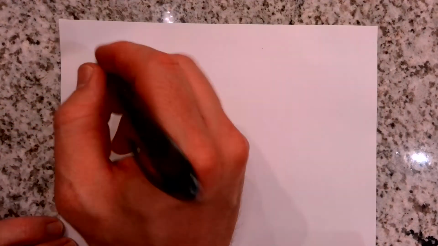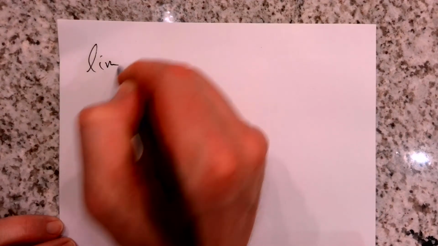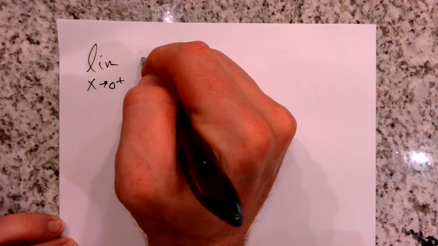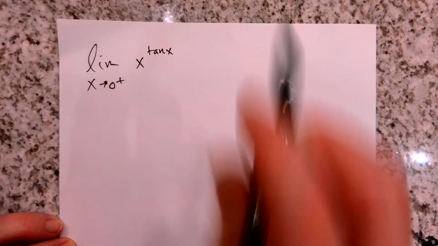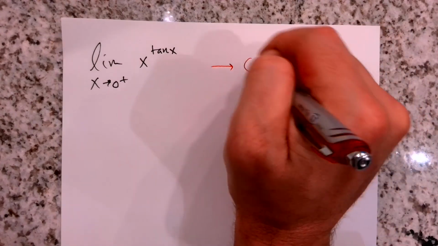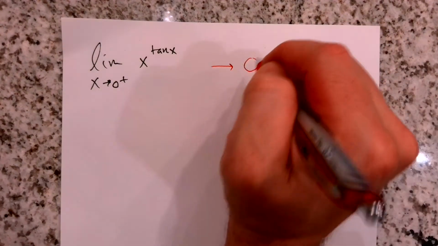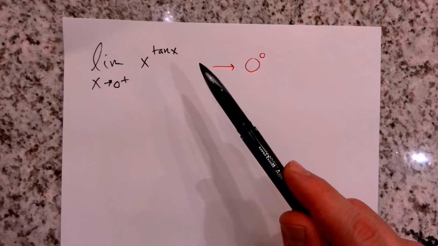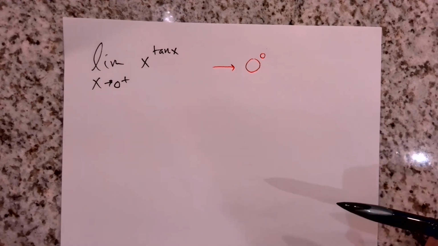Next example. Let's check out the limit as x approaches 0 from the right side of x to the tangent x. When we plug 0 into this, it gives us 0 to the 0th power, which again is indeterminate, and which again you cannot use L'Hopital's rule on. Now, if there are exponents involved, you have to do a bit more work.